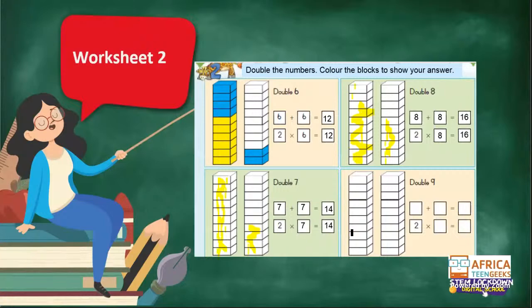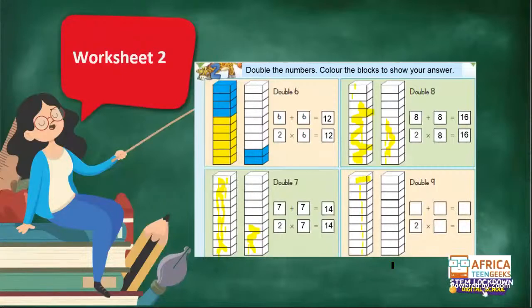And 2 times 7 equals 14 as well. The last one, I'm going to double up my 9. So I color 9 blocks. 1, 2, 3, 4, 5, 6, 7, 8, 9. And then there's 1 left only.